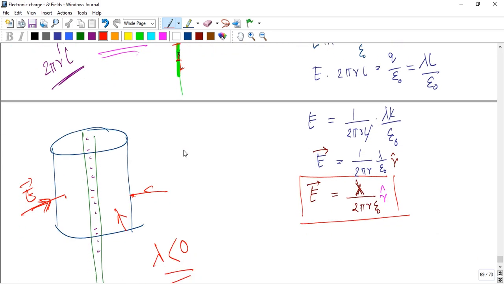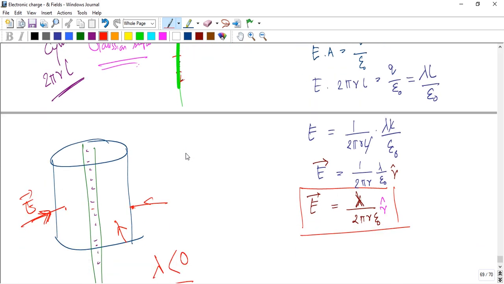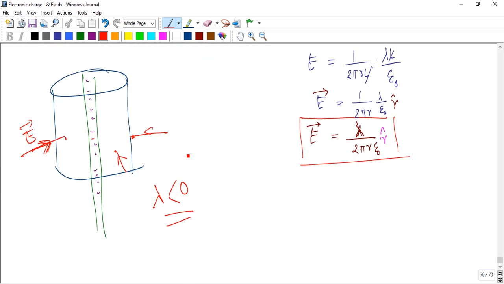Next we discuss planar symmetry, the second application. Now write down some important key notes.